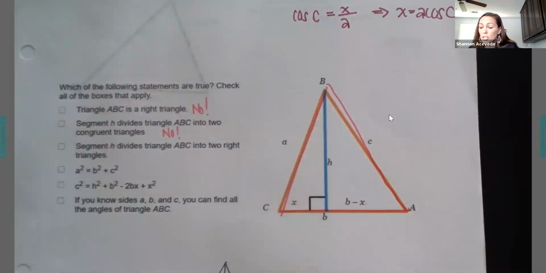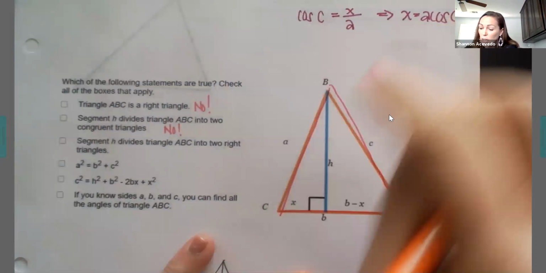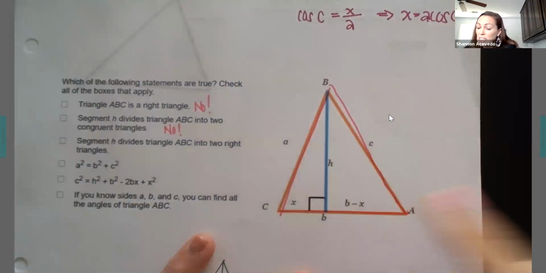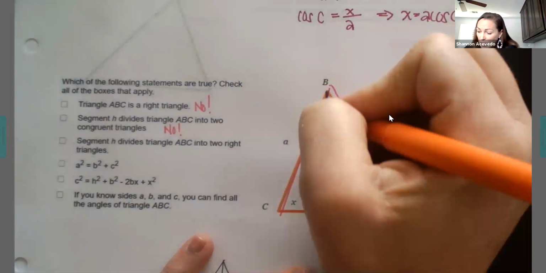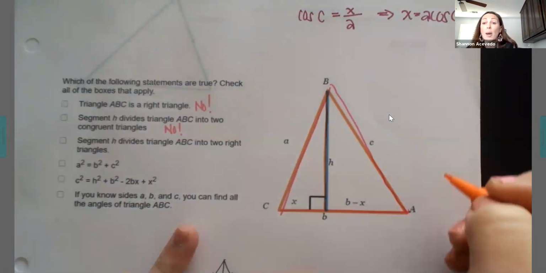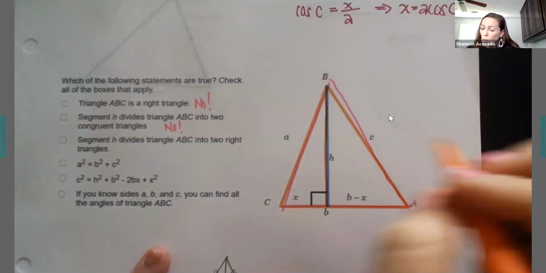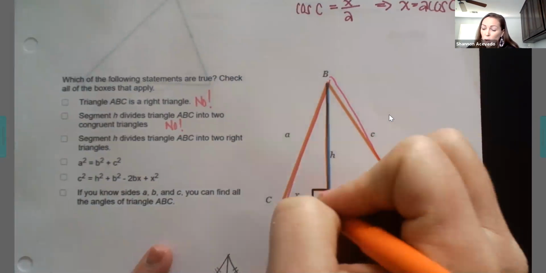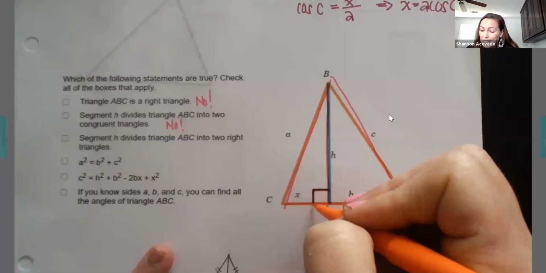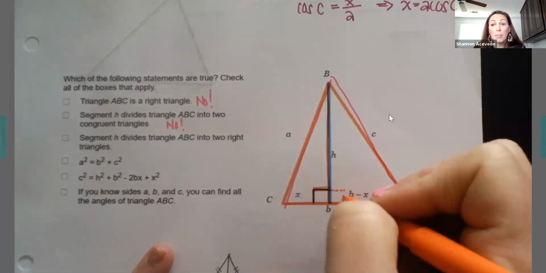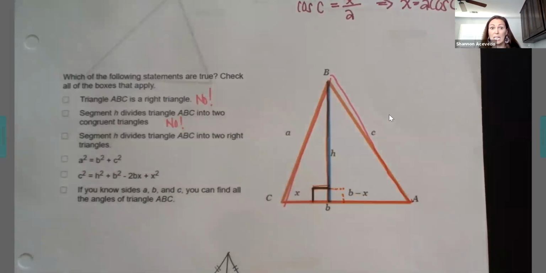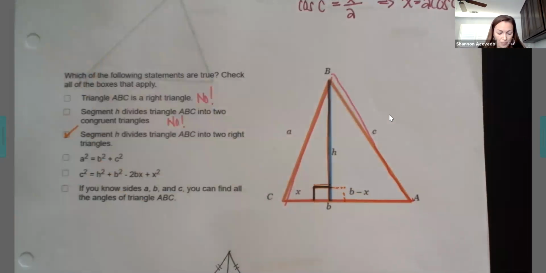Segment H divides triangle ABC. So it takes our triangle ABC and divides it into two right triangles. That's absolutely true. Some of you may wonder though, but it only has a box here. Well, if this is going to be 90, then this has to be 90 because they're supplementary. They add up to 180. So it does divide it into two right triangles.